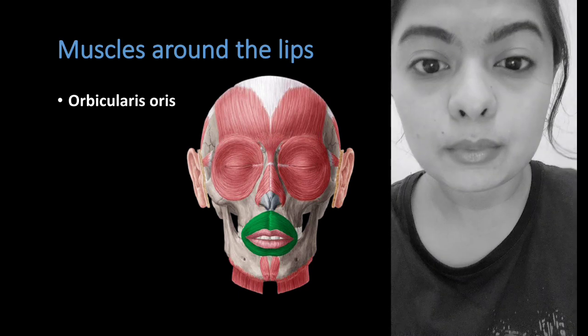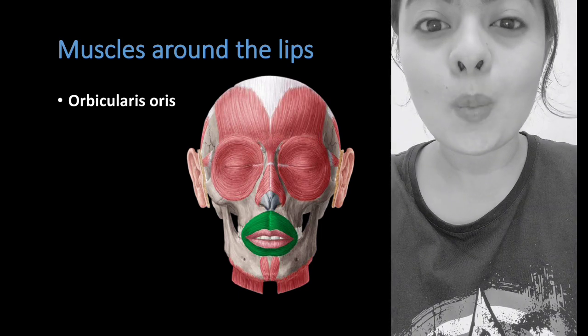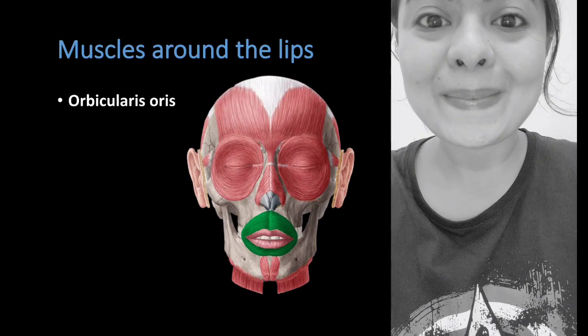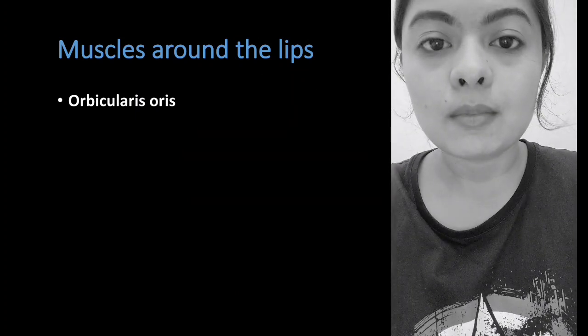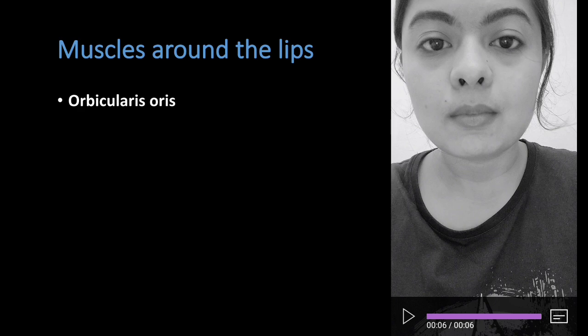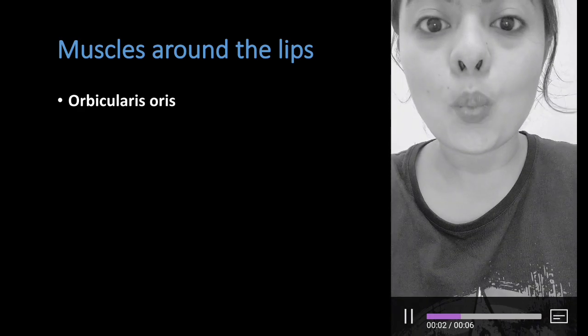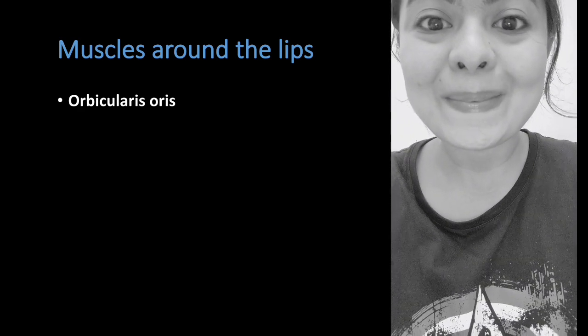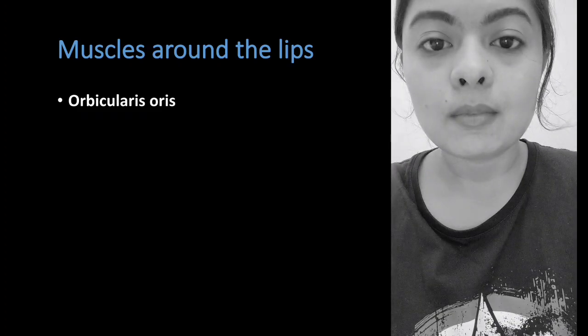So what does orbicularis oris do? It closes the lips and protrudes the lips. And numerous extrinsic muscles make it the most versatile for various types of grimaces, as you can see. Please guys, don't laugh. I'm making this video more fun, and the intention is to learn with fun.